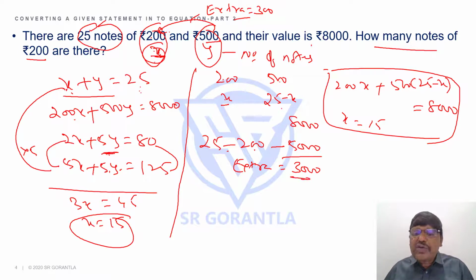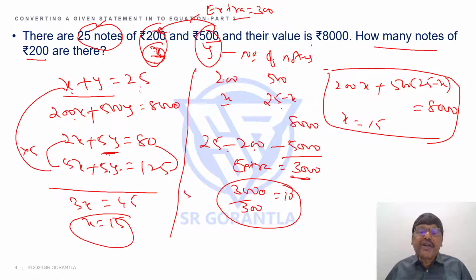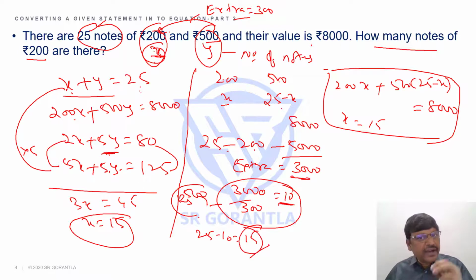But I have 3,000 extra total, means how many notes of 500 rupees will be there? Means 3,000 by 300. I have 10 notes of 500 rupee denomination. But I am not asking you 500 rupee note. I am asking you 200 rupee note, means, students, if 10 out of 25 notes are 500 rupees, remaining how many notes? 25 minus 10, 15 notes will be of 200 rupee denomination. That will be my answer, right? The third approach, as I said, students, in this third approach only, another thing I can say is, look at this.